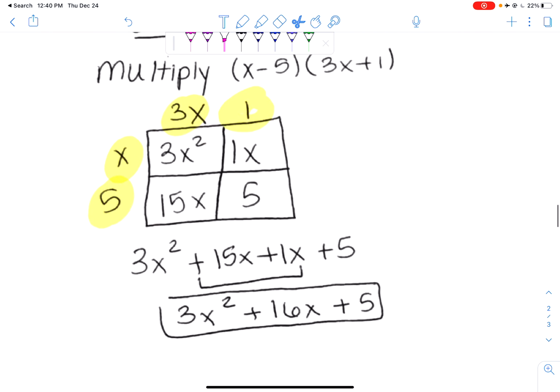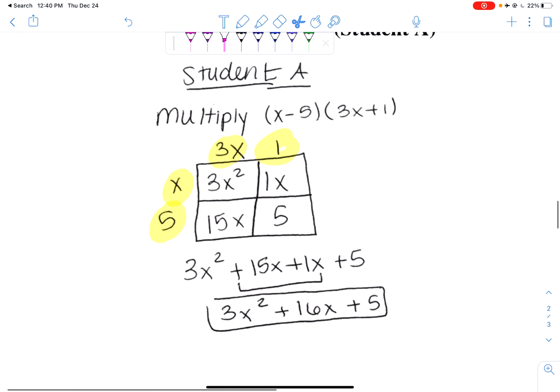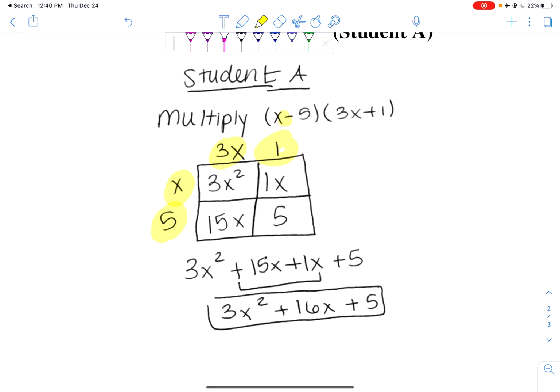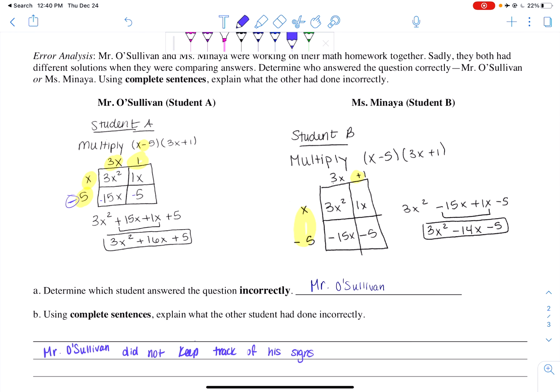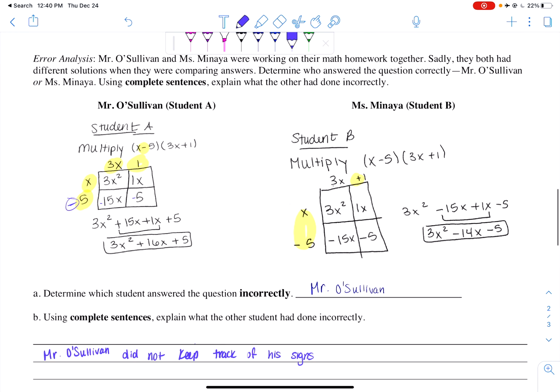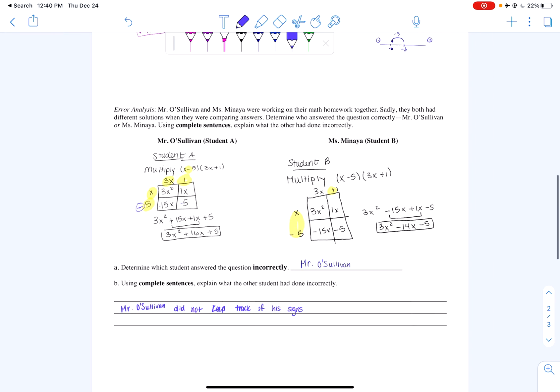But if you look, he made everything positive. So he was like, you know what, everything's positive. But if you look, this 5 is negative. So he should really have a -5 right here, which changes your answers because -5 times 3x is -15x, -5 times 1 is -5, and so forth. So Miss Minaya did the question 100% correct. So you go, Miss Minaya.